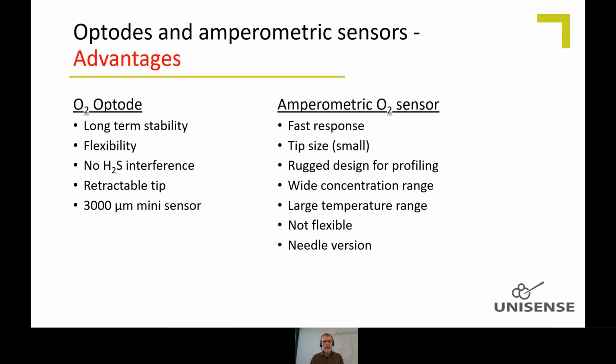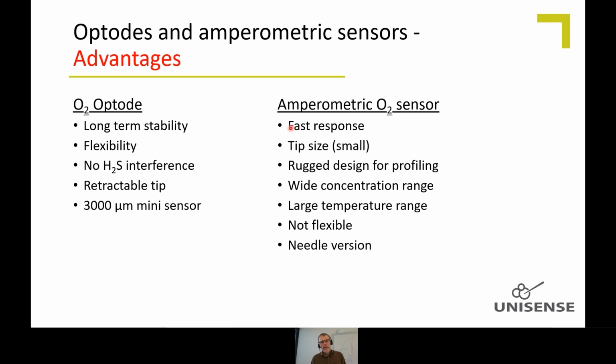So we have two different principles for measuring oxygen. When should you use one instead of the other? Well, they each have their advantages. The oxygen electrode is more stable over time. The optical fiber is more flexible, which may not be an advantage, may be a disadvantage if it flexes too much and you don't know where you're measuring. H2S does not interfere with the optode. It does a bit with the amperometric sensor. The optode has this retractable tip design, and it also has the 3mm mini sensor on this here.